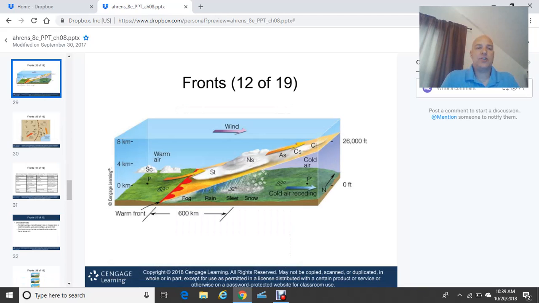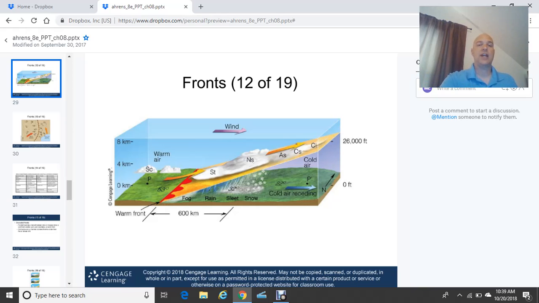Okay, and here's an example from more like a side view, a three-dimensional view of a warm front. Generally, a warm front has a much shallower slope than a cold front. So it's a greater distance in the horizontal than the vertical. It spreads out over a larger area in the horizontal, the air mass.